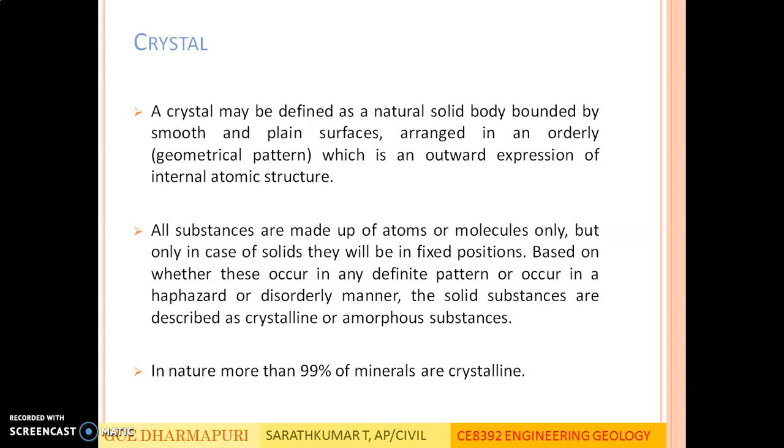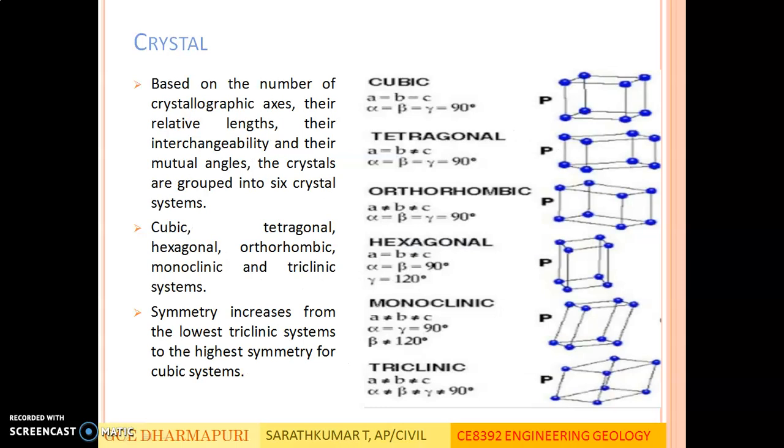In nature, more than 99% of minerals are crystalline. As we see in the definition of mineral, the mineral should be of solid nature. So the atoms and molecules will be in fixed positions. Based upon how the atoms and molecules are fixed, how they are occupying the position, the minerals will be grouped. So based on the number of crystallographic axes, their relative lengths, their interchangeability, their mutual angles, the crystals are grouped into 6 crystal systems. The 6 crystal systems are cubic, tetragonal, hexagonal, orthorhombic, monoclinic and triclinic systems.